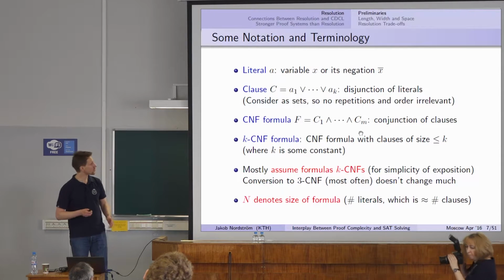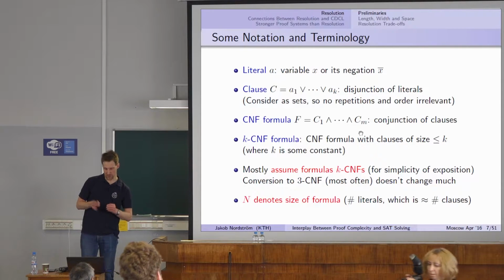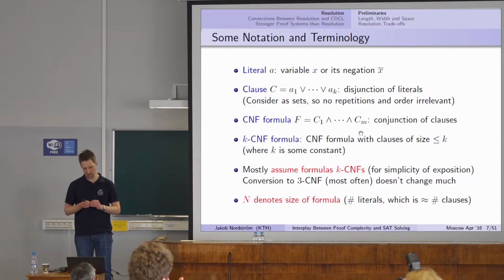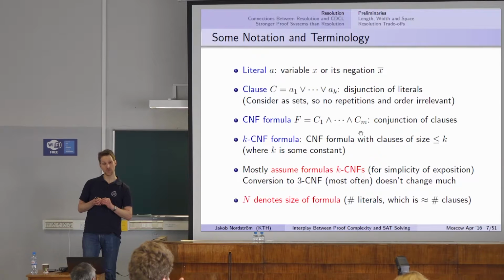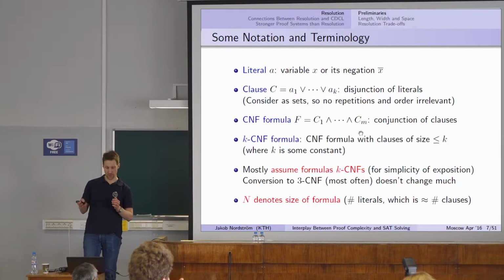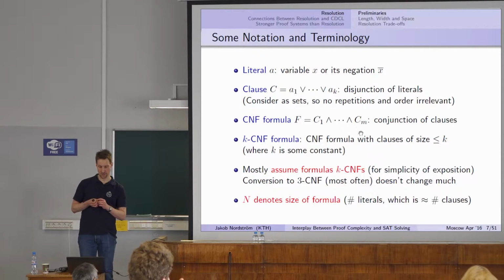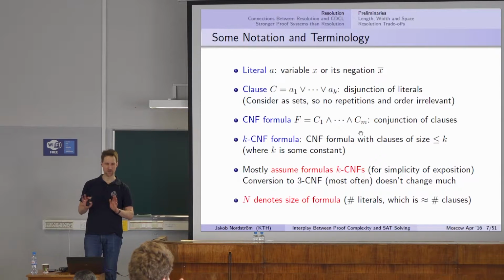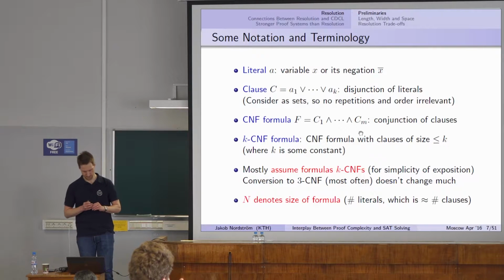Okay, good. Let's go. So we already talked about CNF formulas. Here's the notation. A CNF formula is a conjunction of clauses. Every clause is a disjunction of literals. Literals are variables, or negated variables, negation denoted by a bar. And let's consider clauses and formulas as sets. So we really don't have repetitions. We don't care about order.